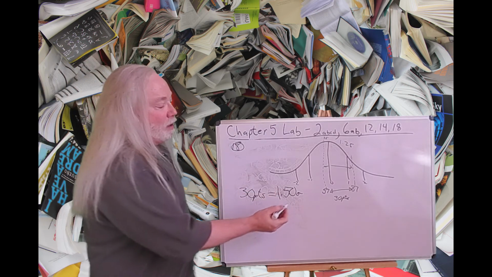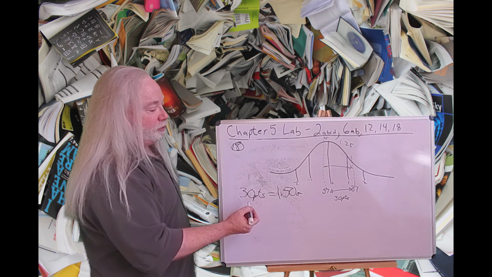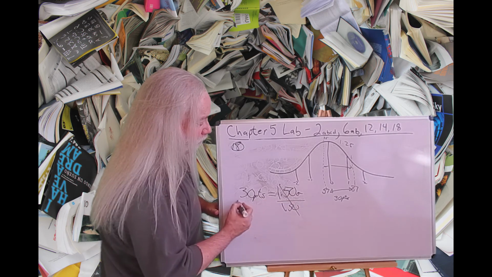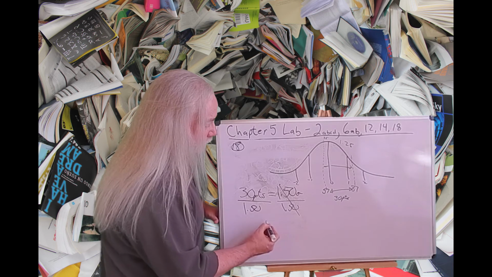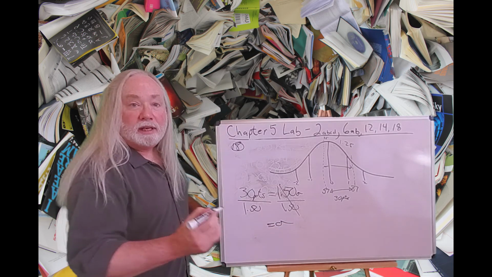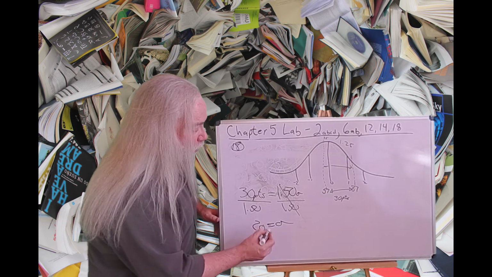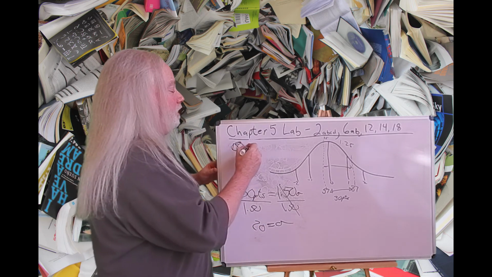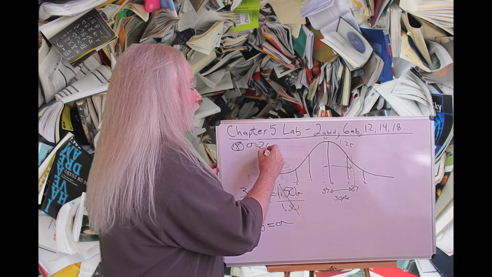So we do the same thing. If 1½ standard deviations is 30 points, how much is just 1? Well, let's cancel out the 1½, and we find that the value for a standard deviation is 20 points. Well, that's one of the answers we were asked to get. What is the mean and standard deviation? We now know standard deviation is 20.